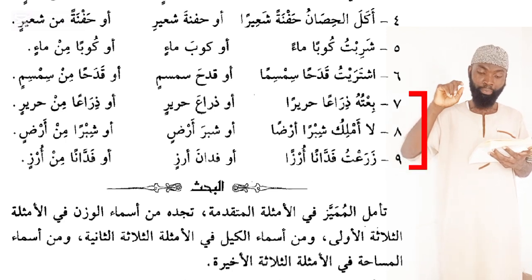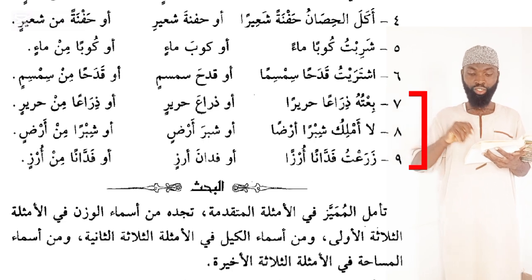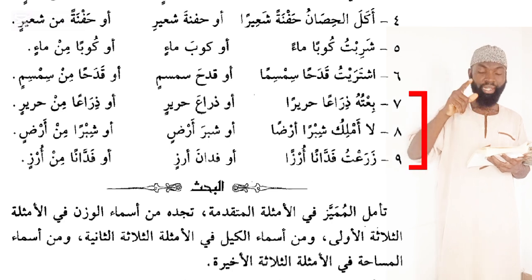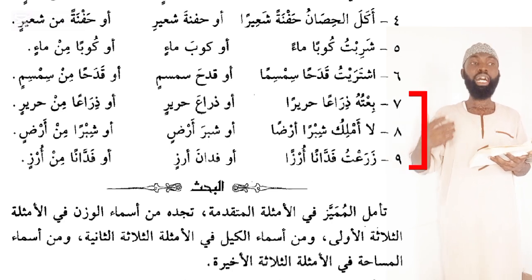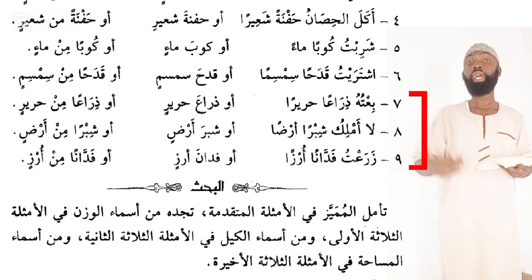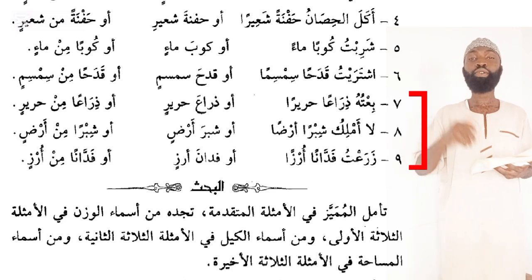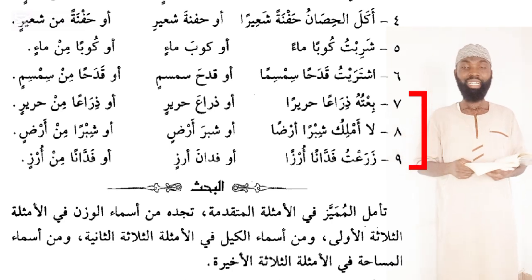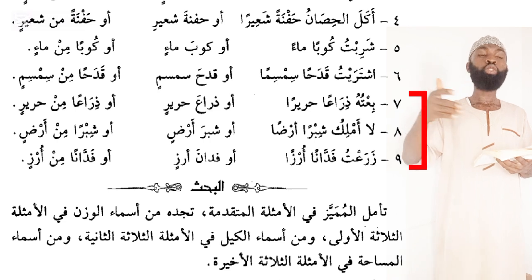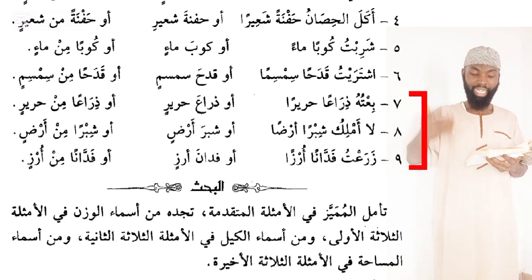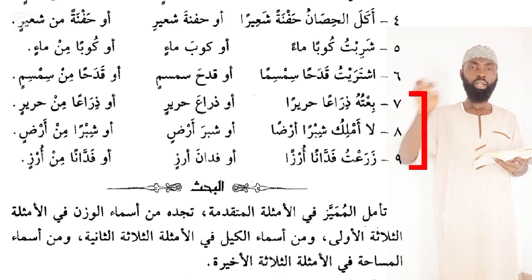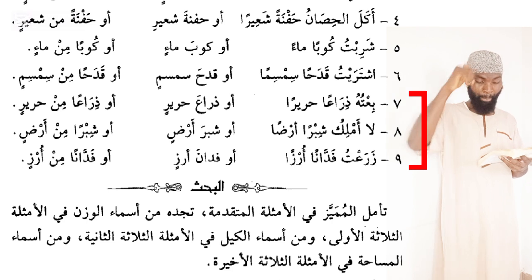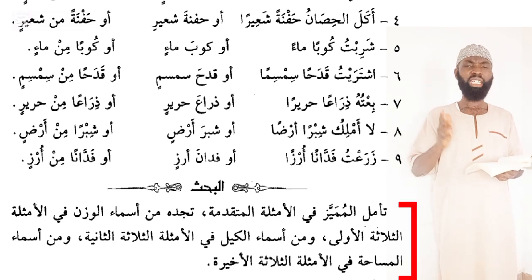So you can see dhira'an hariran. Or you can say dhira'u hariran or dhira'an min hariran. Number 8, la amliku shibran ardan, I do not have even a leg span or a hand span of land. So I can say shibru ardin or shibran min ardin. Lastly, zara'tu faddanan aruzzan, that is, I planted a field of rice. So faddanan aruzzin or faddanan min aruzzin. MashaAllah.